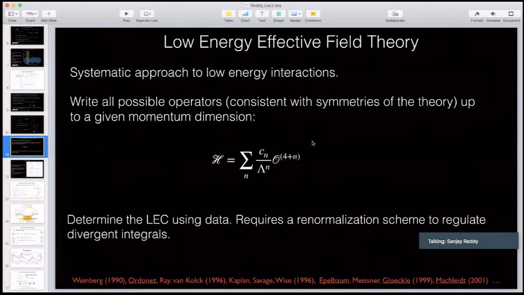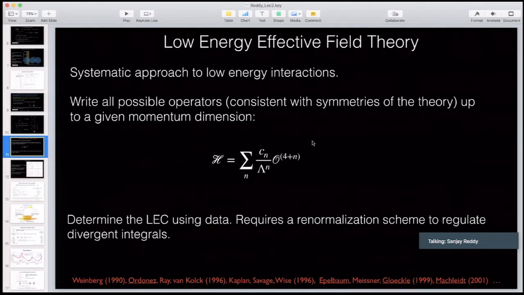That is something that you have to fix by using data. You solve the Schrodinger equation with this Hamiltonian, and then you try to determine what these coefficients C1, C2, C3, etc. are by fitting to, say, scattering data, or if you have binding energies, you fit to binding energies, and you determine these low energy coefficients. So in general, this would be the strategy to build a low energy theory.